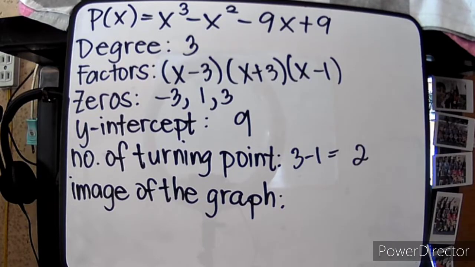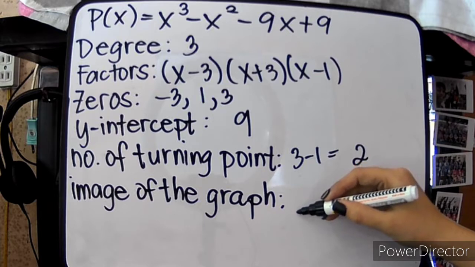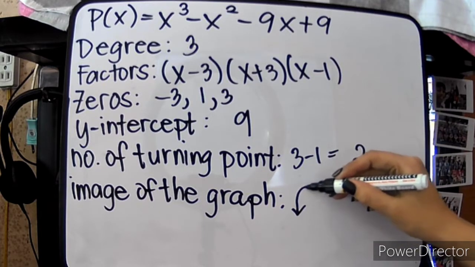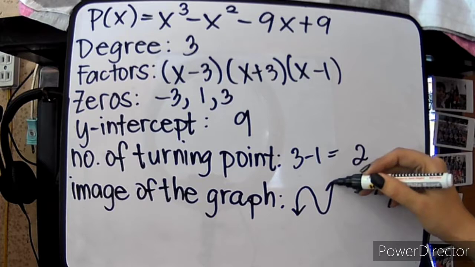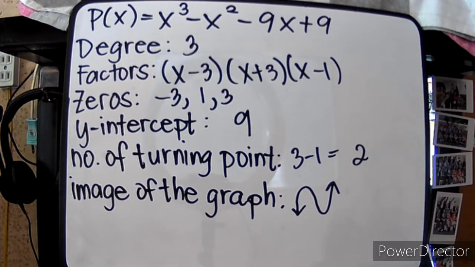the image of the graph, since we have odd degree and positive leading coefficient, it falls to the left and it rises to the right. Kasi dalawa lang yung turning point natin. So this is the first turning point and this is the second turning point. So possibly hindi man pantay yung ating turning point. I mean, ito hindi nakapantay dito, and ito dito hindi nakapantay. But more or less ganyan yung magiging itsura ng ating graph.